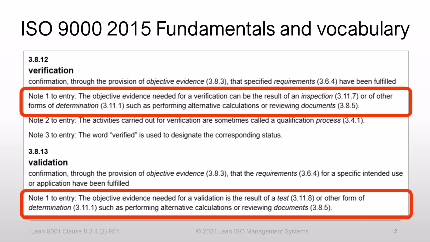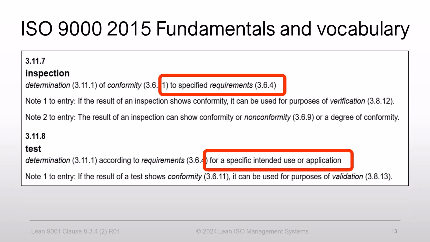Let's continue reviewing the notes where the standard suggests methods for verification and validation. The notes appear to be almost the same, except for the two terms. Verification may be achieved, among other methods, through inspection and validation through testing. ISO 9000-2015 Element 3.11.7, term inspection is defined as the determination of conformity to specified requirements. And Element 3.11.8 defines a test as a determination of conformity to a specific intended use or application.